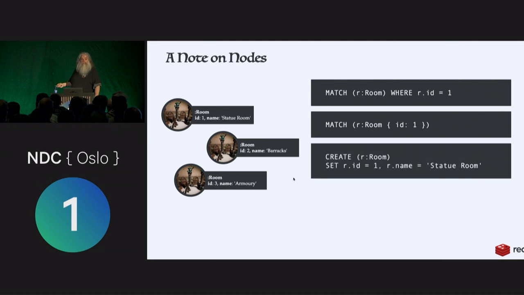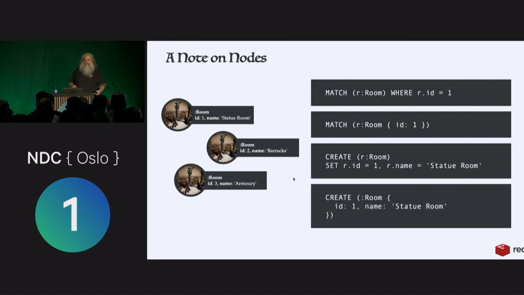And this works with create as well, where here I'm creating a room, and then I'm setting properties on the room after I create it. I can also just create a room with the curly braces and the properties I want. And you'll notice that I don't assign room to a variable here. I just do colon room. And that's not a typo. That's because I don't need to refer to the room, because I've created it and I'm done. So there's some other syntax you can use here to make this a little more terse.